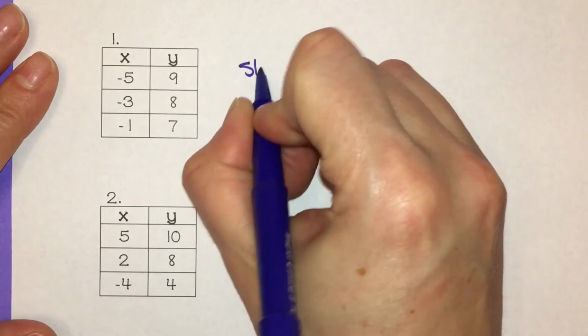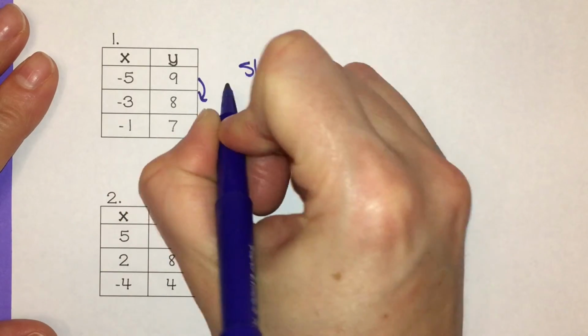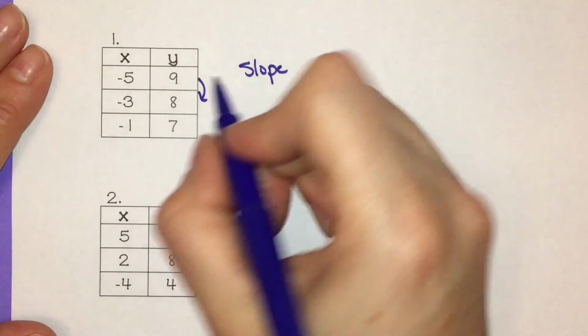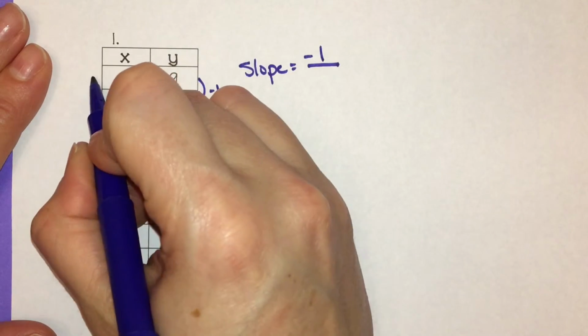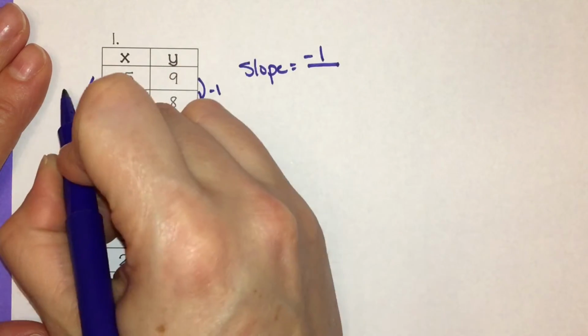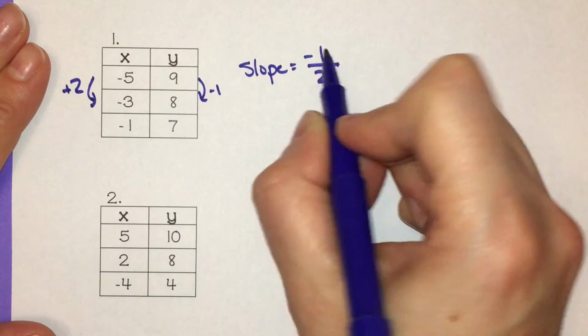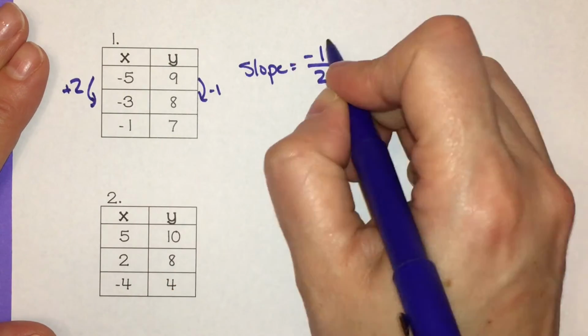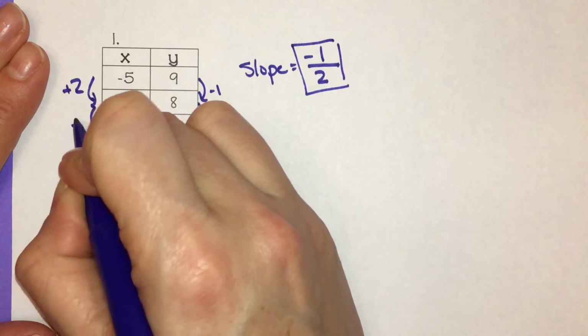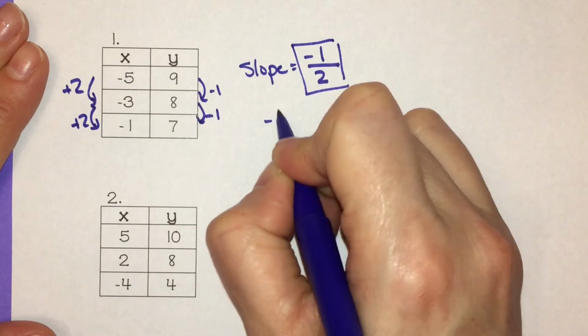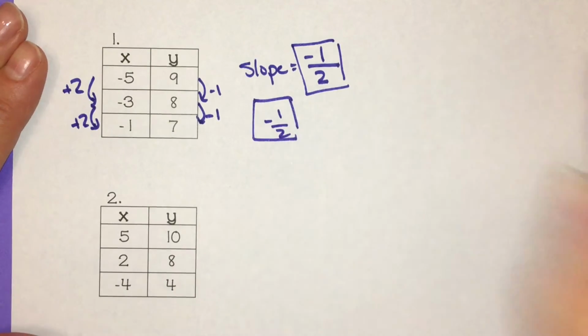All right, so the slope of the first one, we have -1. Change in y is -1. Change in x, we have +2, so -1/2. And again, you can see you would have -1 and +2. So between these 2 points, it still would be -1/2.